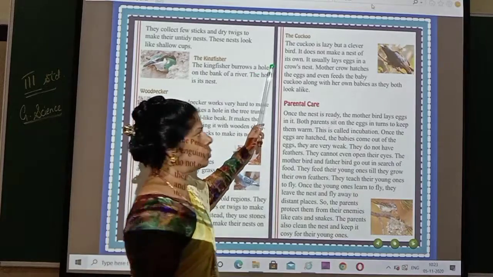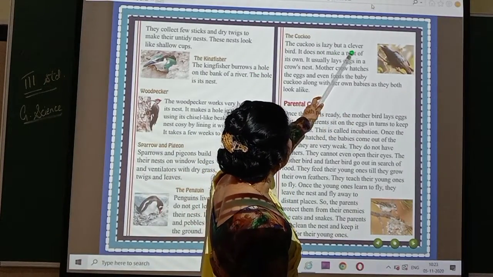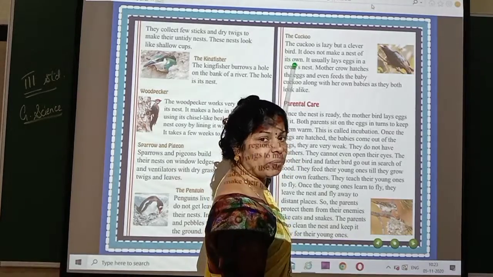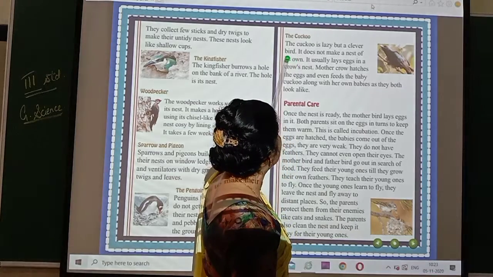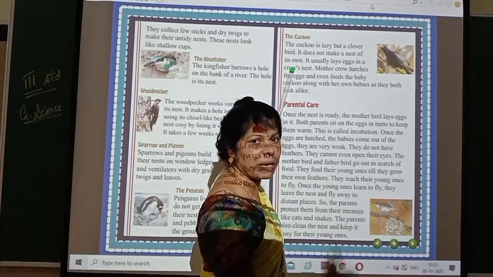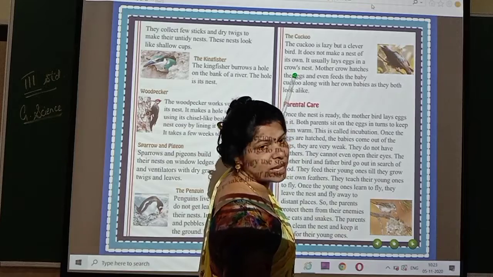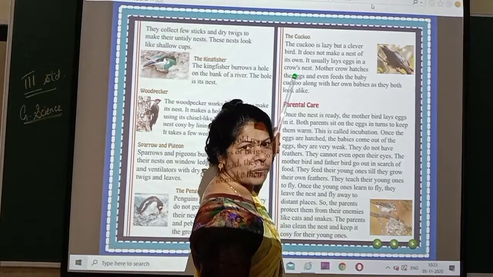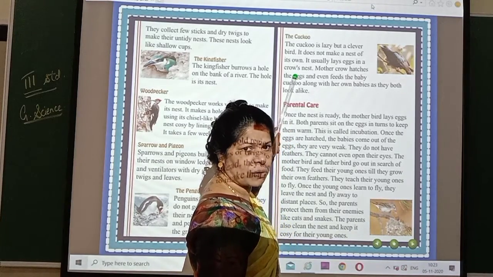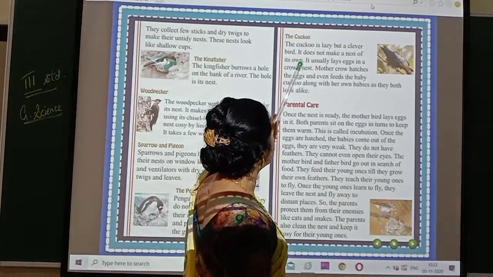Now coming to the cuckoo. So you see the cuckoo. The cuckoo is lazy but a clever bird. It is lazy but at the same time it's a very clever bird. It does not make a nest of its own at all. It will never make a nest. It usually lays eggs in a crow's nest. How clever it is, you see. It will not construct its own nest, but it will go and lay its eggs in the crow's nest.